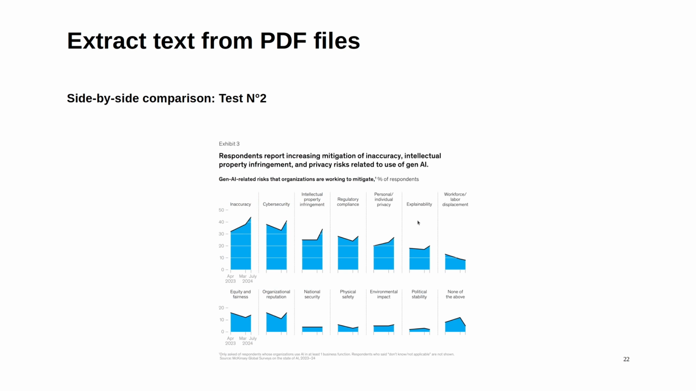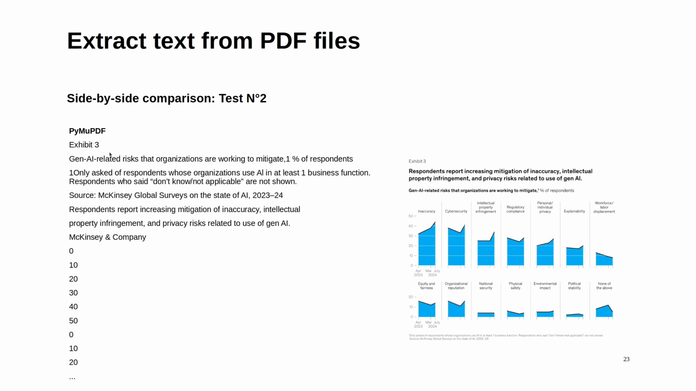Let's look at a second example. As you can see, it is complex. It contains a lot of graphs. And again, I took it from the same report. Let's start with PyMuPDF. Unfortunately, PyMuPDF still doesn't give us a good output. It repeats the same mistakes. You can see that the numbers are, again, split by line, which is not ideal.